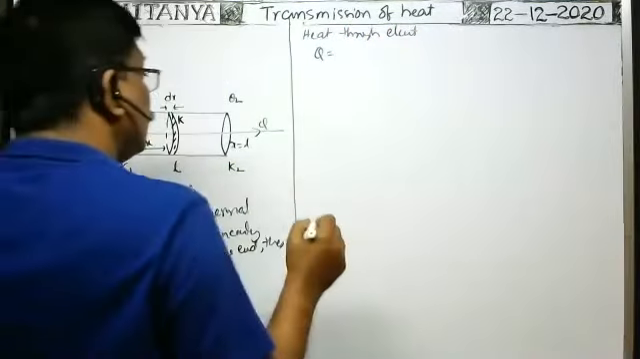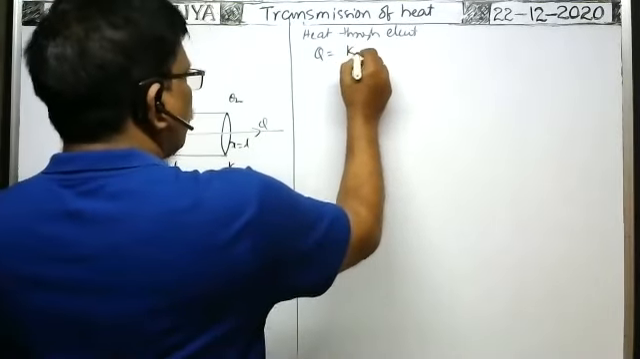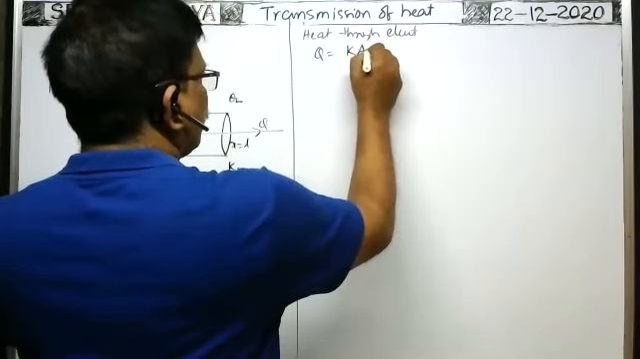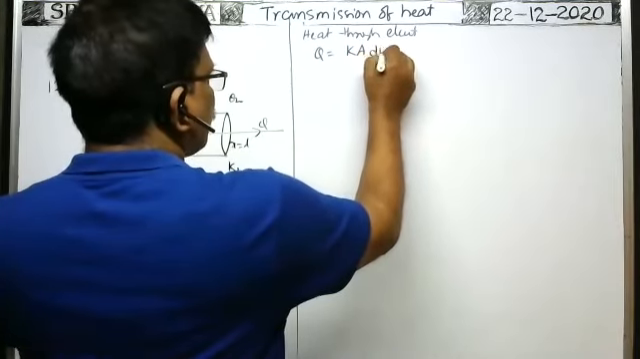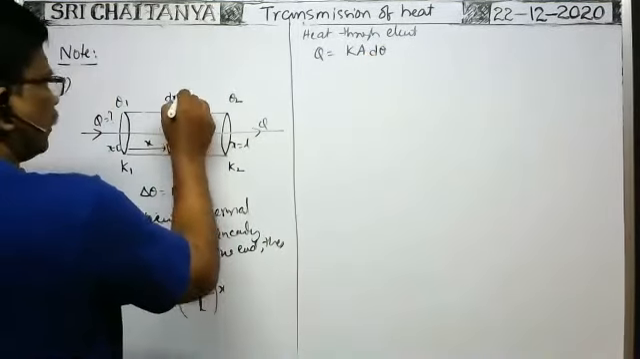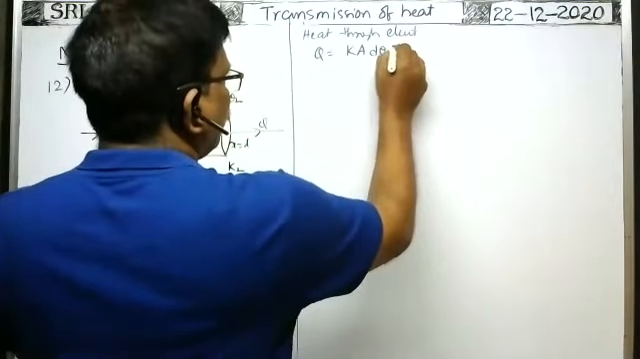Heat through the element: Q is equal to the coefficient of thermal conductivity of the element K, into the area of cross section A, into the temperature difference across the element d theta, into time t.